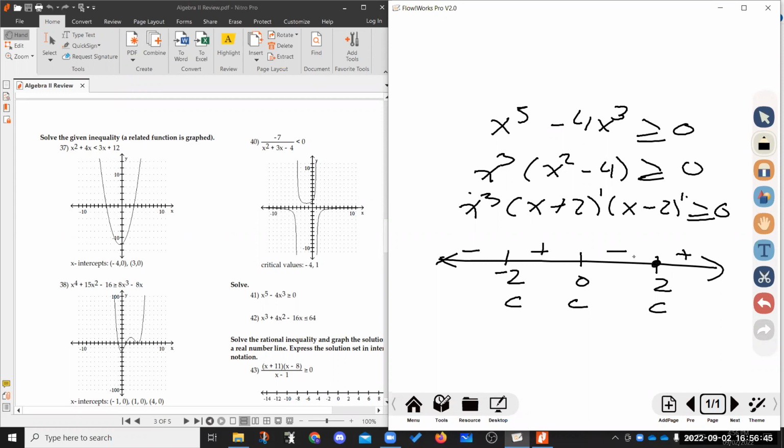It says or equal to, so we're going to include the zeros, and we want the positive regions because it says greater than. So my solution set is negative 2 included to 0 included, union 2 included to infinity not included.